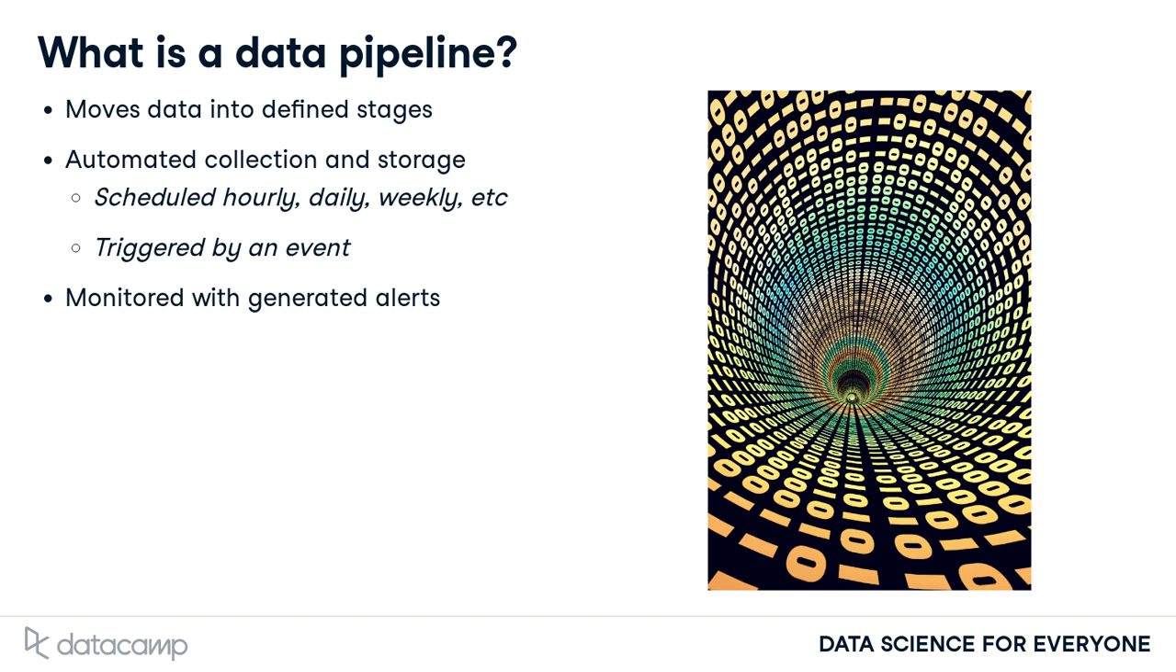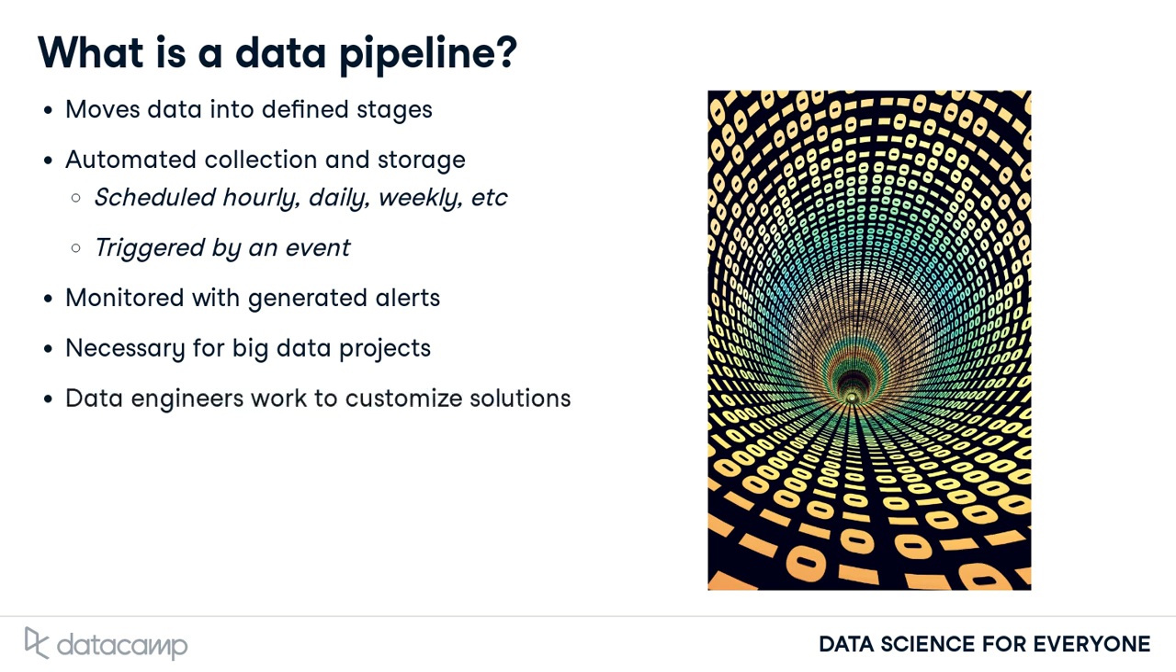Because of this automation, data pipelines need to be monitored. Luckily, alerts can be generated automatically. For example, when 95% of storage capacity has been reached, or if an API is responding with an error. Data pipelines aren't necessary for all data science projects, but they are when working with a lot of data from different sources. There isn't a set way to make a pipeline. Pipelines are highly customized depending on your data, storage options, and ultimate usage of the data. ETL, which stands for extract, transform, and load, is a popular framework for data pipelines.